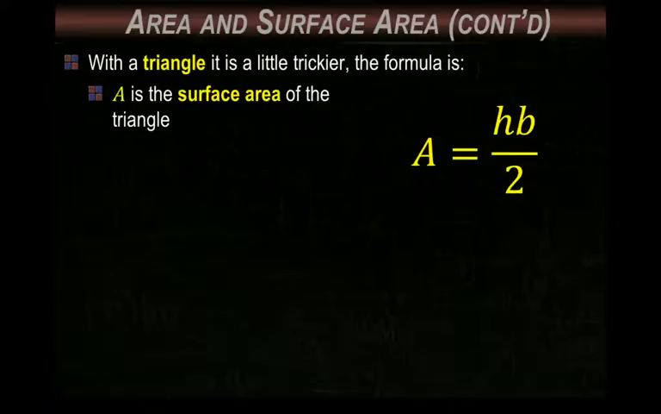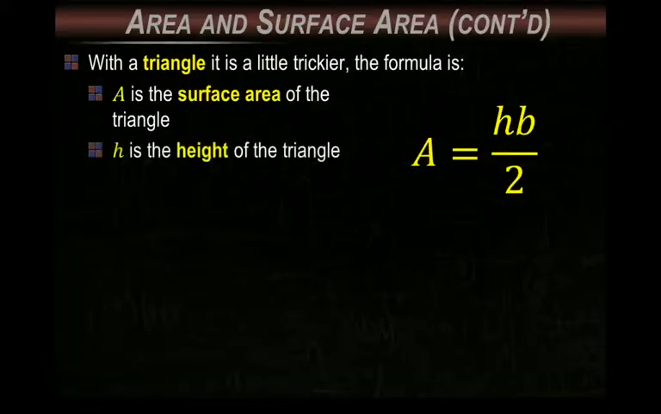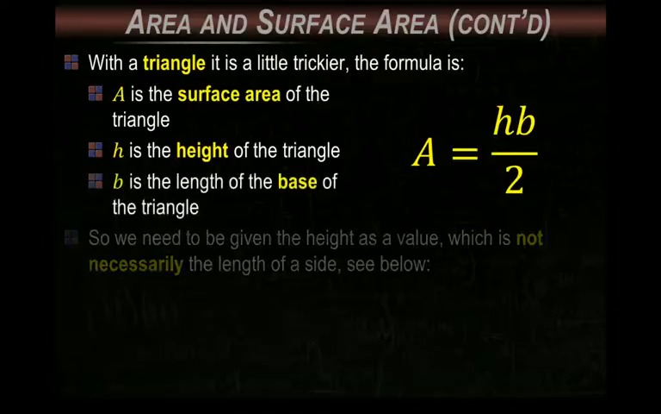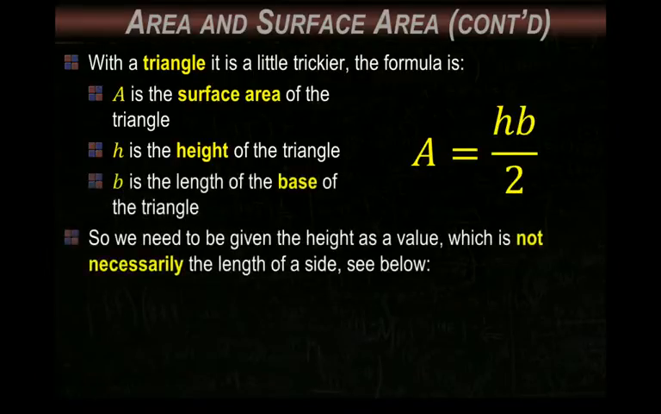So we have A, which is the area of the triangle, H, which is the height of the triangle, we'll get into what that means in a second, and B, which is the base of the triangle. Okay, so let's define what these H and B mean. Like, what is the height and what is the base?